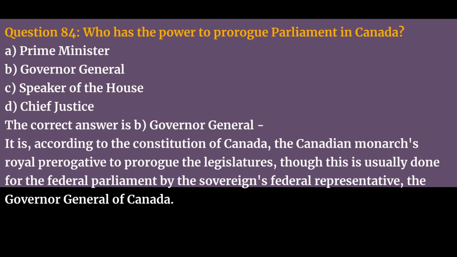Question 84. Who has the power to prorogue Parliament in Canada? A. Prime Minister. B. Governor General. C. Speaker of the House. D. Chief Justice. The correct answer is B. Governor General it is. According to the Constitution of Canada, the Canadian monarch has the royal prerogative to prorogue the legislatures, though this is usually done for the federal parliament by the sovereign's federal representative, the Governor General of Canada.